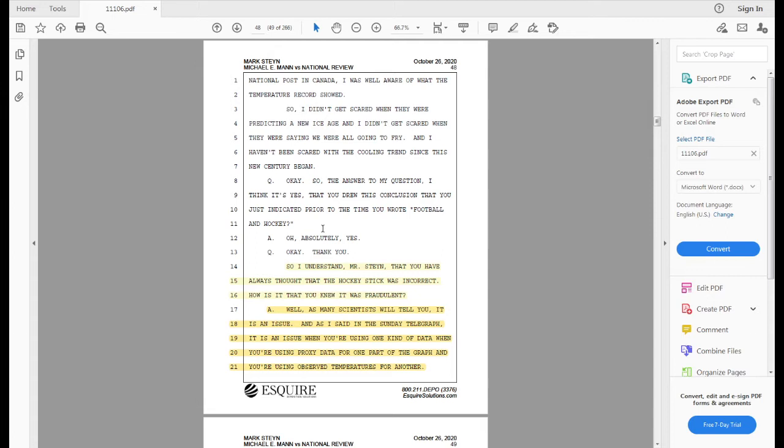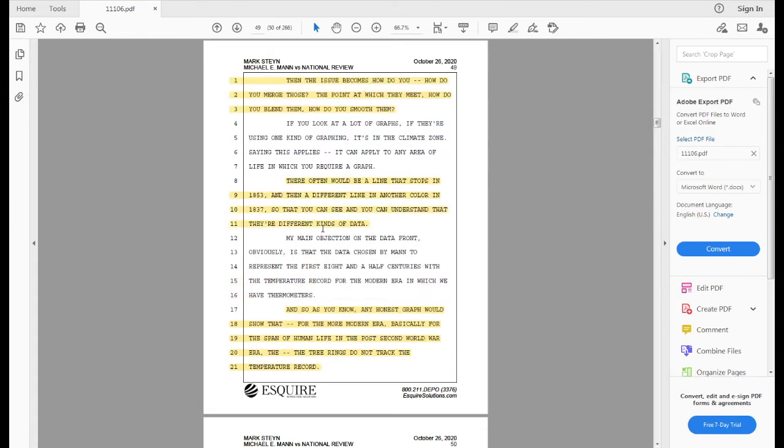Well, as many scientists will tell you, it is an issue, and as I said in the Sunday Telegraph, it is an issue when you're using one kind of data, when you're using proxy data for one part of the graph and you're using observed temperatures for another. Then the issue becomes, how do you merge those, the point at which they meet? How do you blend them? How do you smooth them? There often would be a line that stops in 1853 and then a different line in another color in 1837, so that you can see and you can understand that they're different kinds of data.